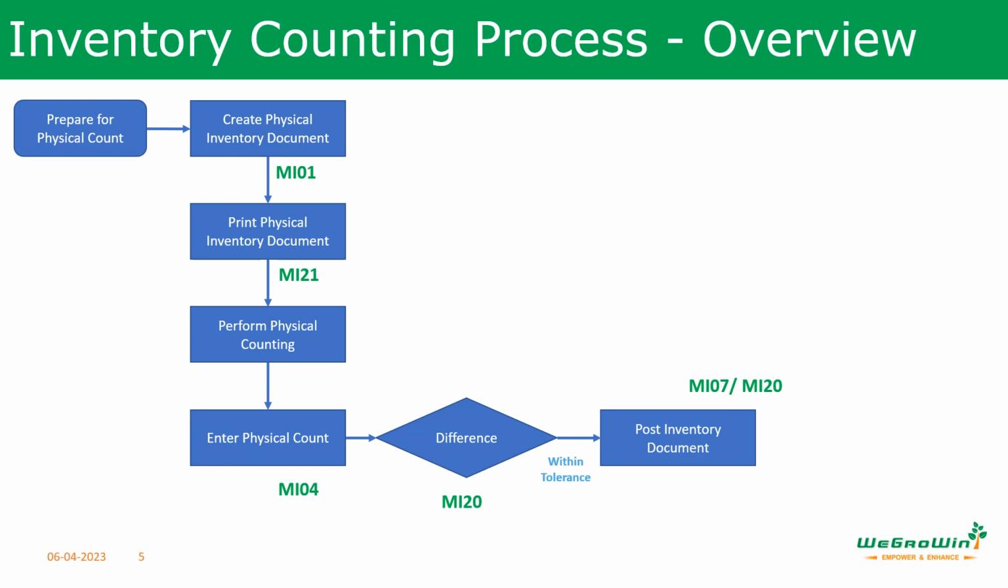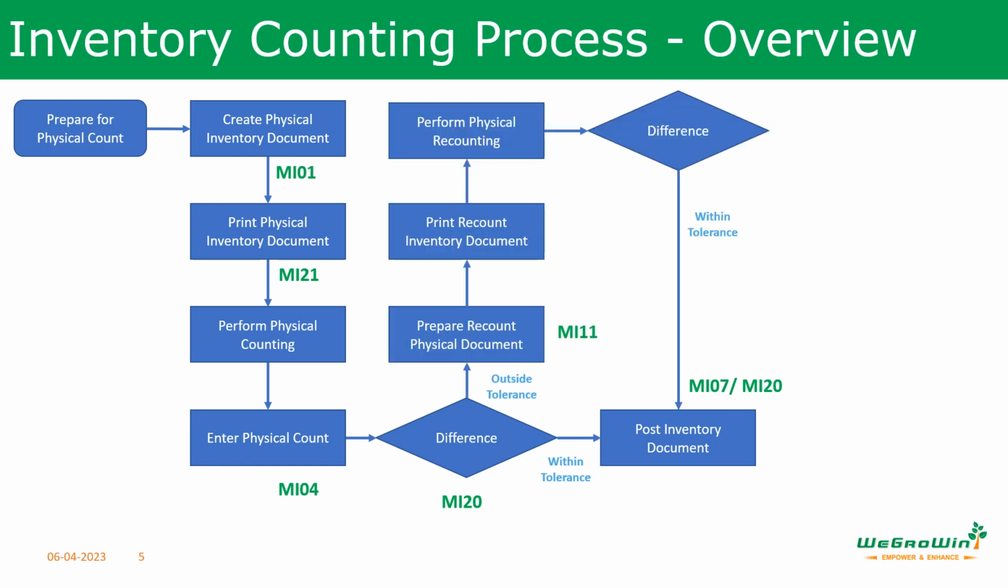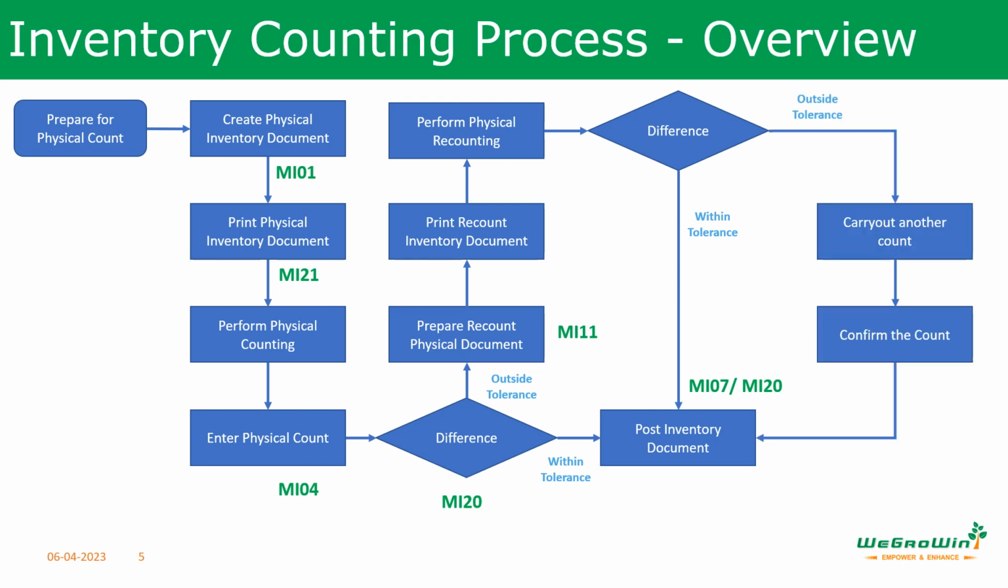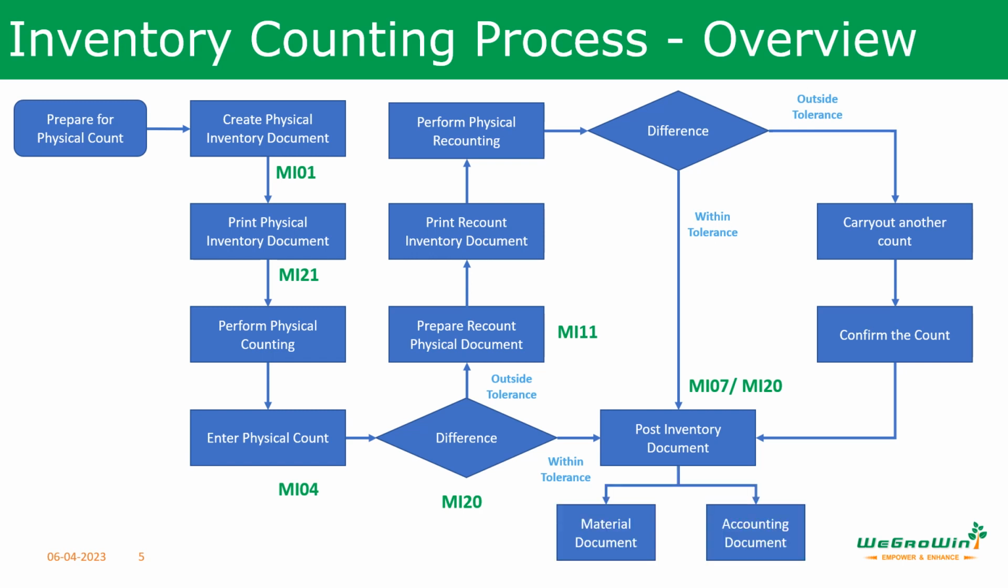This is one step. If the difference is not within tolerance, then we have to create the recount physical document, then print the recount inventory document, perform the physical recounting, and then again, if the difference is within tolerance, post the inventory document. If the difference is not within the tolerance, carry out the stock taking again, then confirm the count, and then post the inventory documents. While posting the inventory document, the system will create a material document and an accounting document. These are the general steps involved. We are going to discuss all these steps in this session.